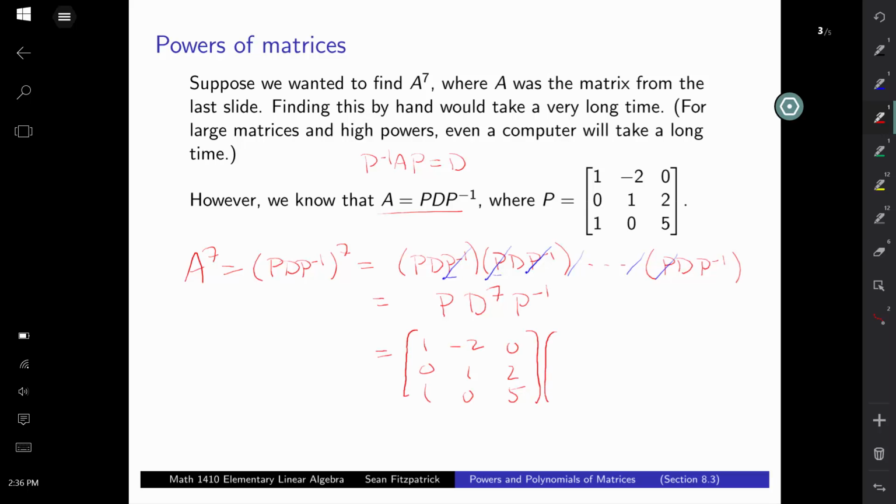When you multiply two diagonal matrices together, all you have to do is multiply the diagonal entries. So if I multiply a diagonal matrix by itself 7 times, I'm just taking the diagonal entries and raising them to that power. So D to the 7th looks like 2 to the 7th, 0, 0, 0, 2 to the 7th, 0, 0, 0, 3 to the 7th. Okay. Then I do my P inverse.